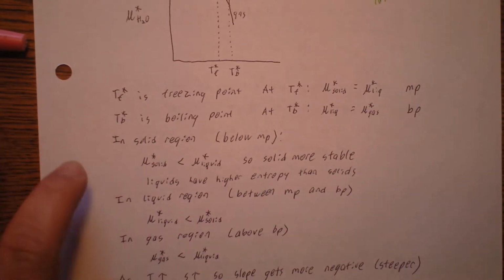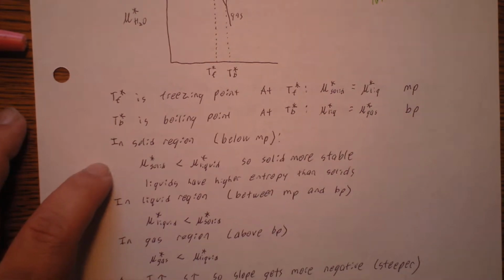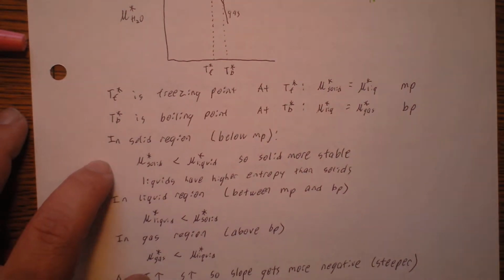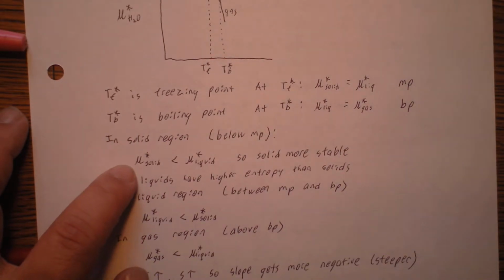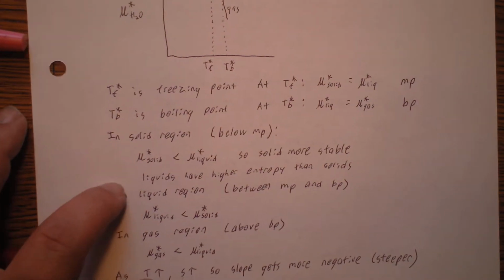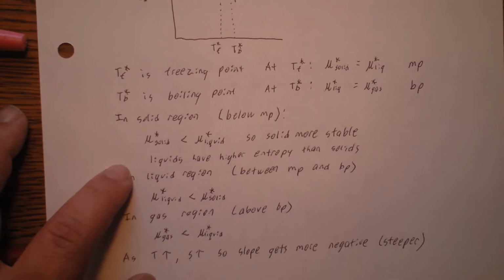Now, if we're in the solid region on that graph, which means the temperature is below the melting point, then the chemical potential of the solid of the pure substance is less than the chemical potential of the liquid of the pure substance, which means the solid is more stable. Liquids have higher entropy than solids.